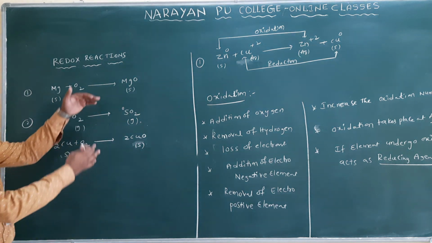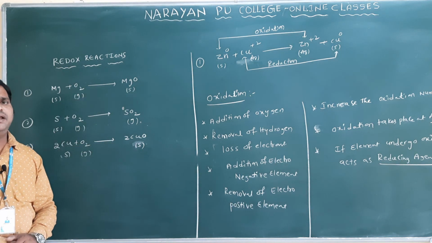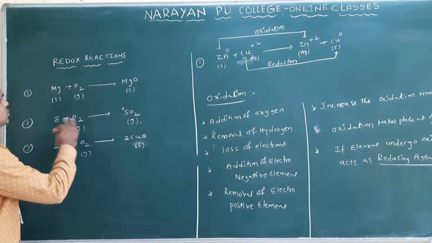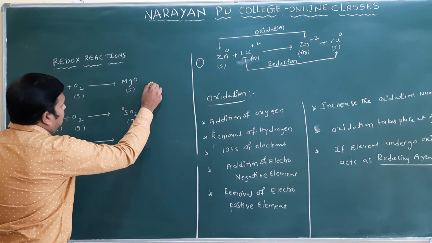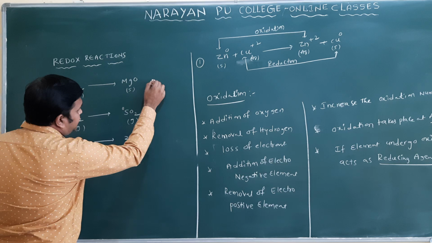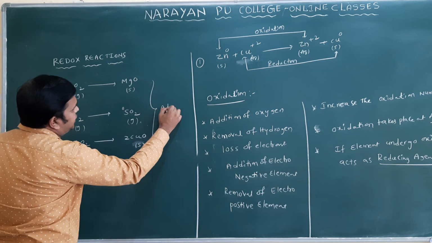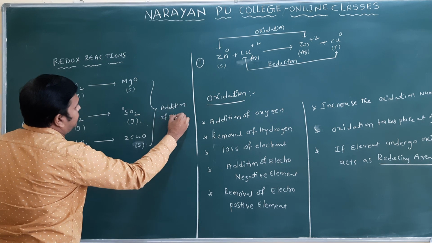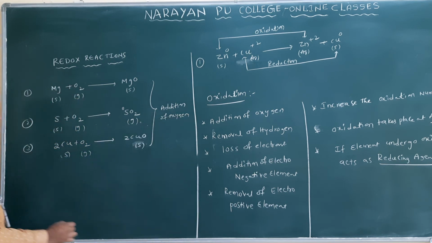So in these three examples you can observe that we are adding oxygen, that is, addition of oxygen. So all these examples are for oxidation, addition of oxygen. Okay.